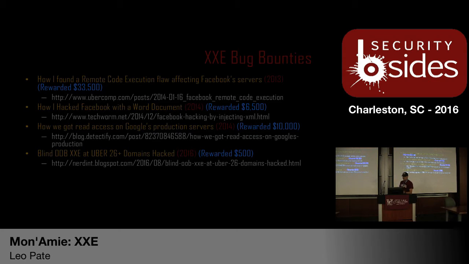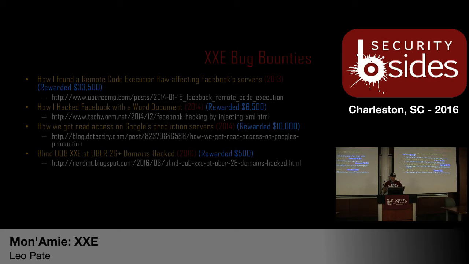So the next part is bug bounties, right? This is a pretty hot topic, and it's pretty easy to find in bug bounties. The first one, I don't know if you can read it, says how I found a remote code execution flaw affecting Facebook servers in 2013. This guy was awarded $33,000 from Facebook for finding just one vulnerability.